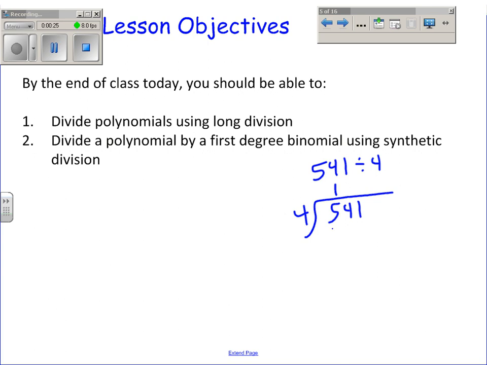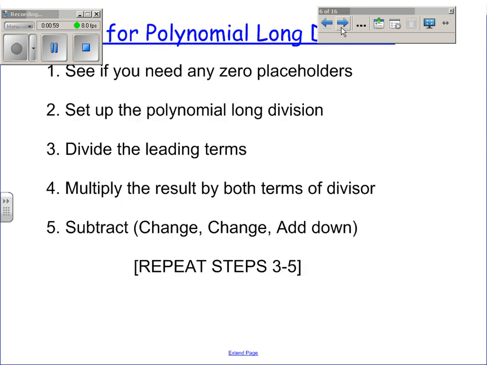So 4 goes into 5 one time, I multiply back. 1 times 4 is 4. I subtract, 5 minus 4 is 1. Bring everything else down. 4 goes into 14 3 times. 3 times 4 is 12. I subtract and I get 21. 4 goes into 21 5 times. 5 times 4 is 20. I subtract and I get a remainder of 1. So my answer is 135 is my quotient with a remainder of 1. So that's 1 over the divisor, which is 4. So 135 and 1/4.